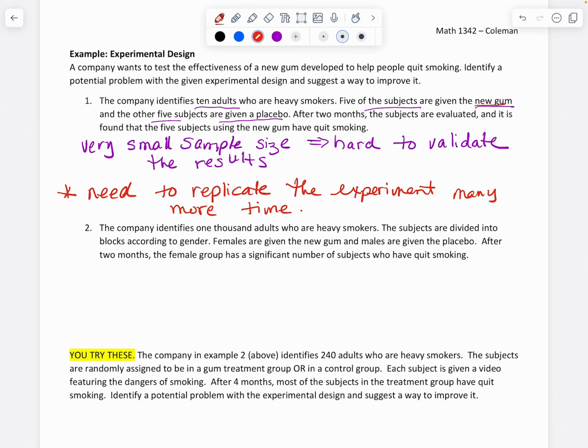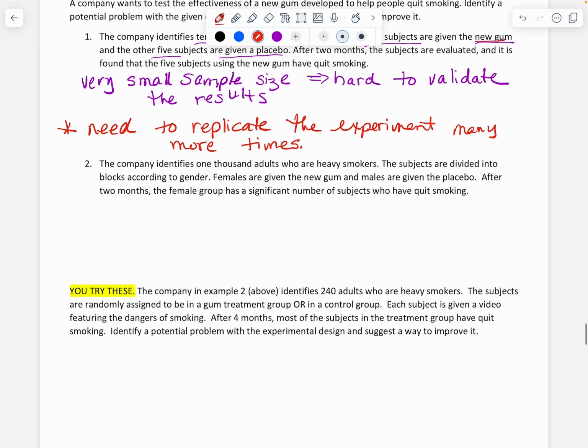And it may be, too, that by doing it only with 10 adults, that gives you a general idea on whether or not you think that what you've hit on is going to be a success. If you did it on 10 adults and nobody quit smoking, you may want to look for a new kind of gum. But you won't be able to validate anything till you replicate it.